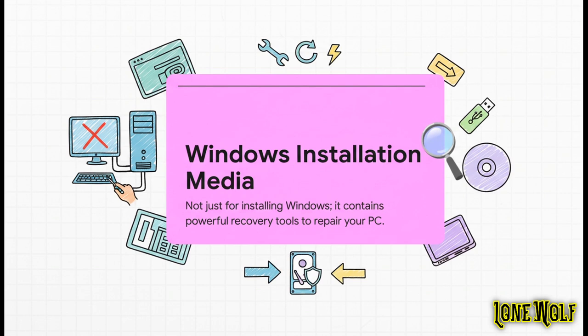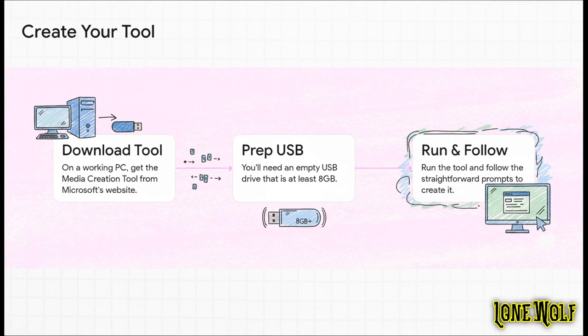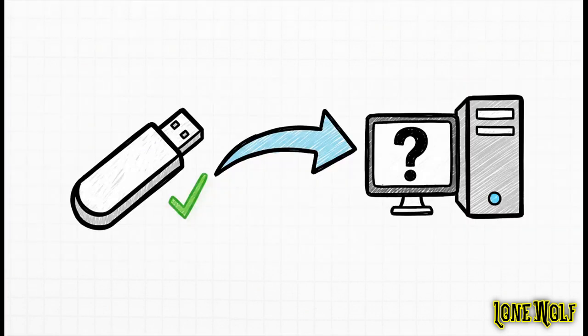To make one, you are going to need a working computer and a spare USB drive that's at least 8 gigs. Just hop on over to Microsoft's official website, download their media creation tool, pop in your USB, and run the program. It's got on-screen instructions that are super easy to follow. Okay, you got your bootable USB drive?